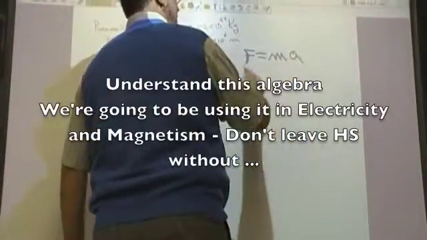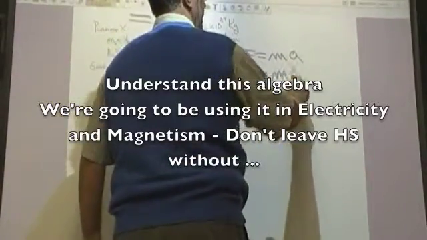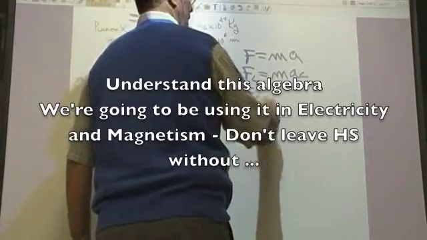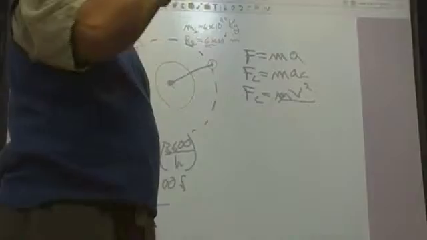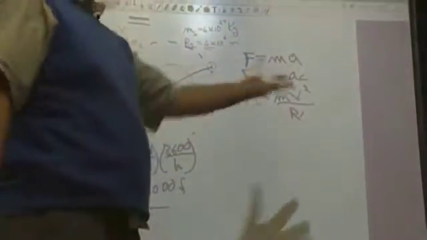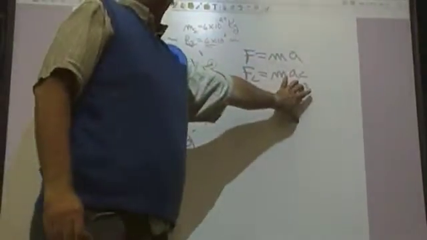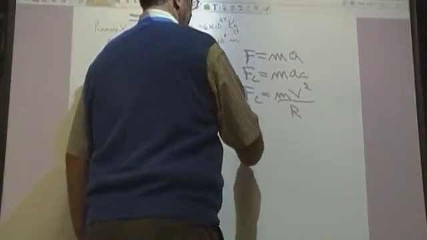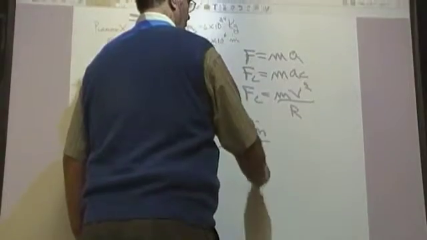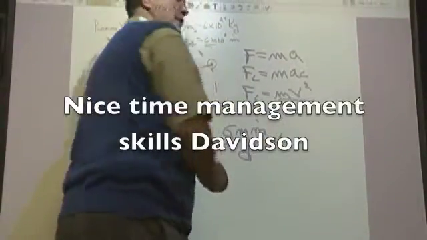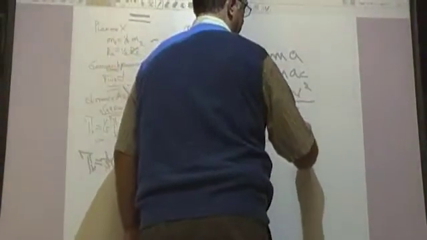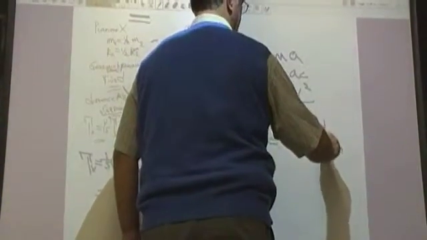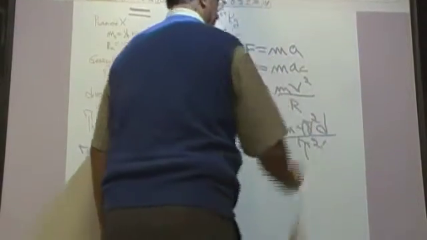F equals ma becomes Fc equals m ac. That becomes mass times tangential velocity squared divided by r. And then Fc equals... what's supplying this type of motion? GMm over d squared equals m 4 pi squared d over period squared.